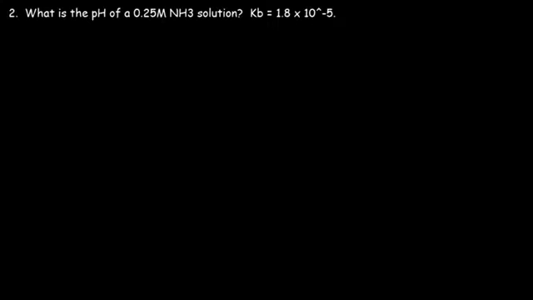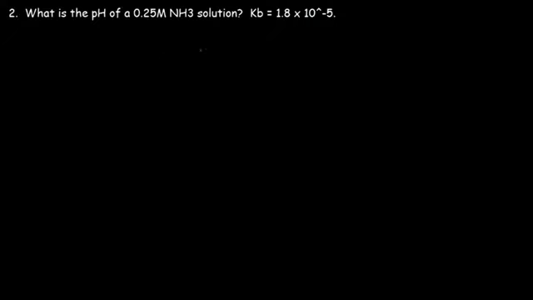Number 2. What is the pH of a 0.25 molar ammonia solution? And we're given the Kb, the base dissociation constant. So, since we have Kb, basically we have a weak base in the solution. And a weak base will generate hydroxide ions. So we need to use Kb to find x, where x is going to represent the hydroxide ion concentration. And once we have that, we can find the pOH of the solution and then the pH.